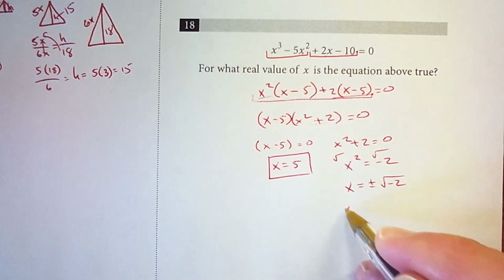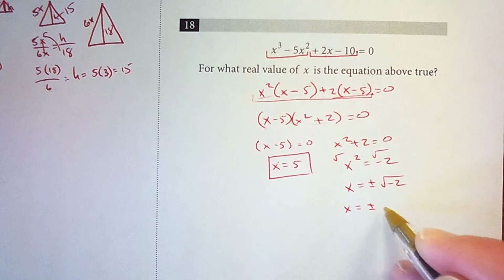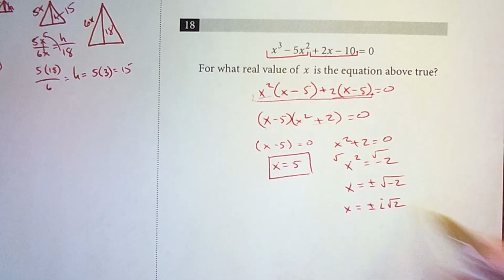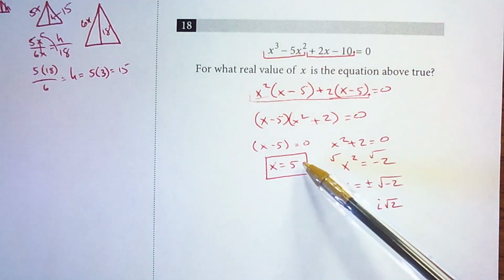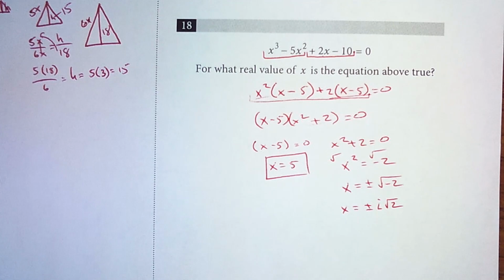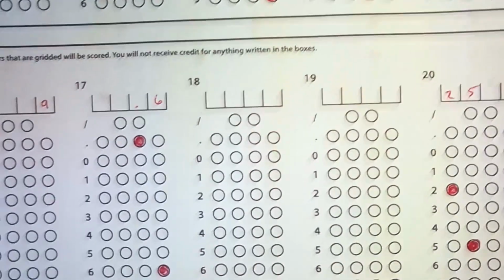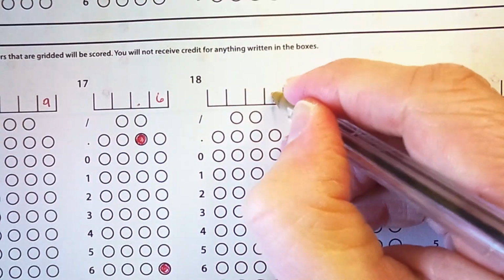It is a non-real number, so I get x equals plus or minus i times the square root of 2, and that is non-real. So the only real solution that I can put in the grid is 5. So for number 18, x is 5.